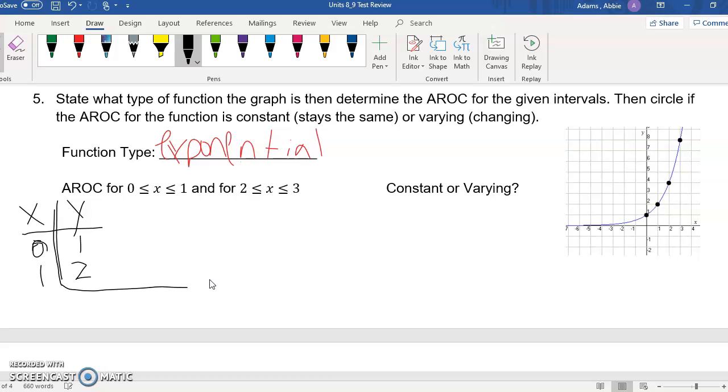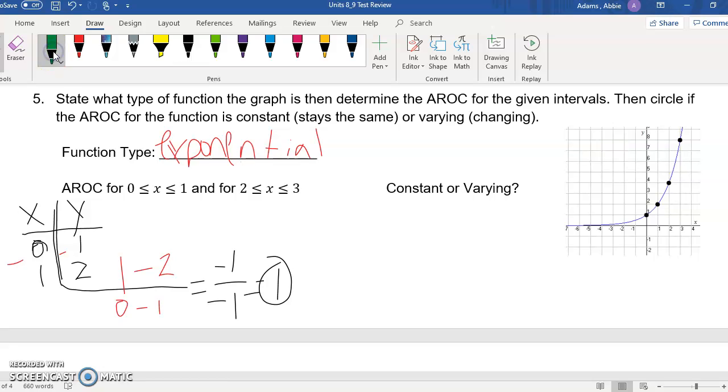Because remember, we want the change of y on top, because that's our rise, so how much we go up and down, divided by our change in our run. That's left to right, that's our change in x, okay? So we're going to find the differences here. In our numerator, we're going to have 1 minus 2, and that's going to be divided by 0 minus 1. Let's simplify this. 1 minus 2 is going to simplify to negative 1, and 0 minus 1 is also negative 1. Anything divided by itself is just 1. So the average rate of change of the first interval is 1.